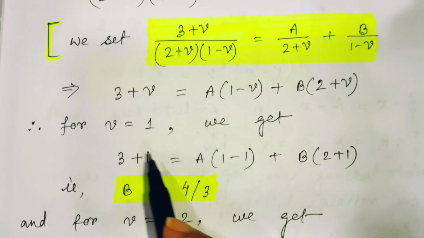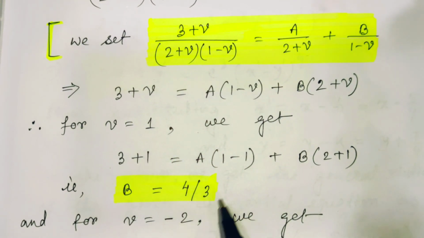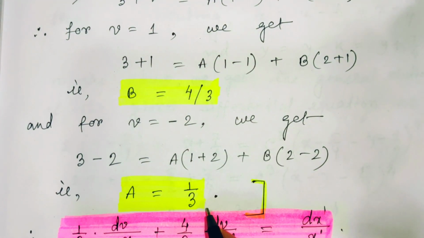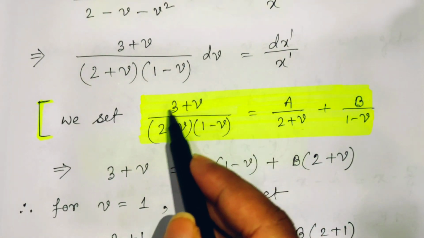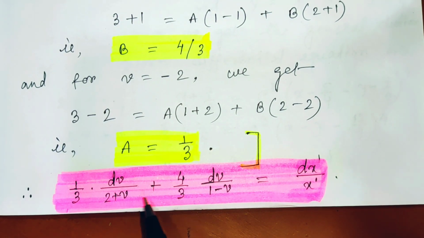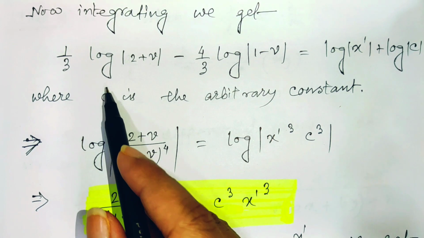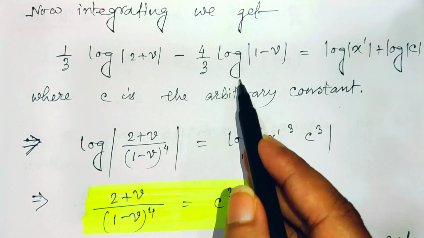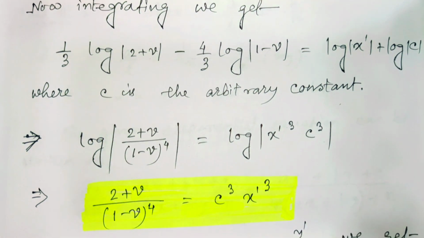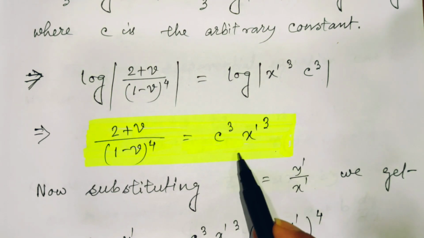If we solve for v = 1, we find the B value is 4/3, and if we solve for v = -2, we get A = 1/3. If we substitute these B and A values here, then we can express it in this form: (1/3) dv/(2 + v) + (4/3) dv/(1 - v) = dx'/x'. Now we take the integration on both sides and get (1/3) log(2 + v) - (4/3) log(1 - v) = log x' + log c, which is the integrating constant, and after simplification we find this one in terms of v and x'.